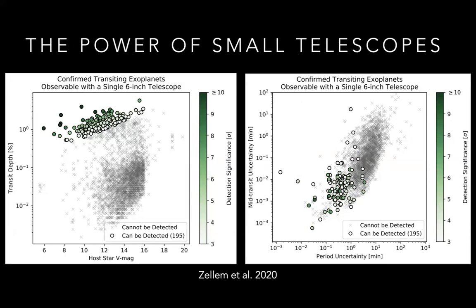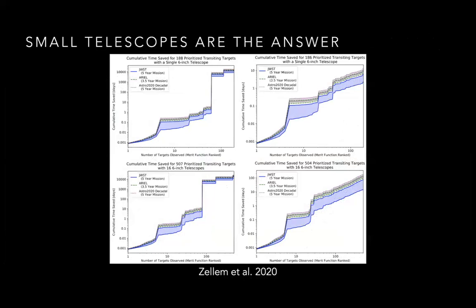And these are planets that have very uncertain mid-transit times. Then if you took this a step further and said, okay, let's try to observe all the targets we can get using a single 6-inch telescope, a single 6-inch telescope can save on the order of about 10,000 days of observing time. And that's just because a lot of these transit times are very uncertain to date.